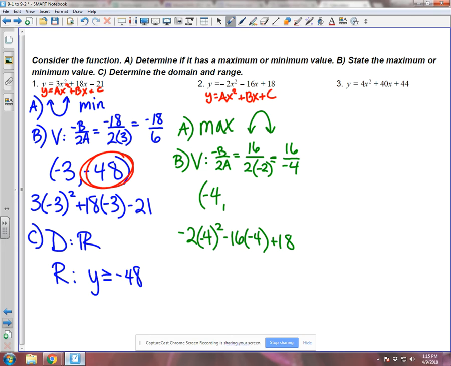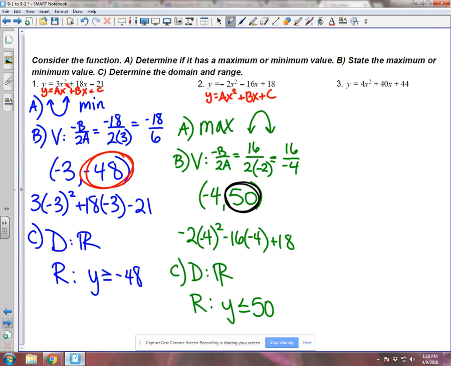Greg, how you doing? Still okay or not really? 50? That's what I got as well. So which one of those numbers is the maximum value? 50. Part C, give me the domain. And the range. If this thing is a max, the y's have to be less than or equal to 50.